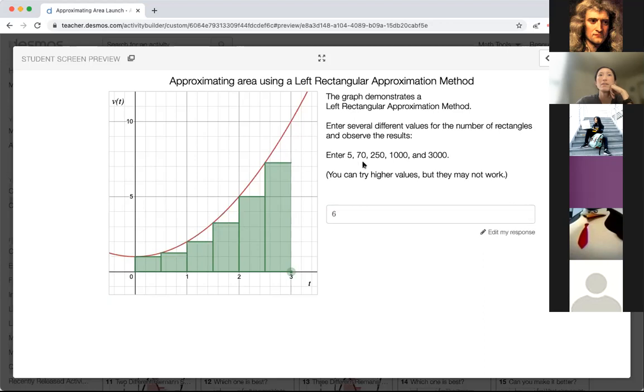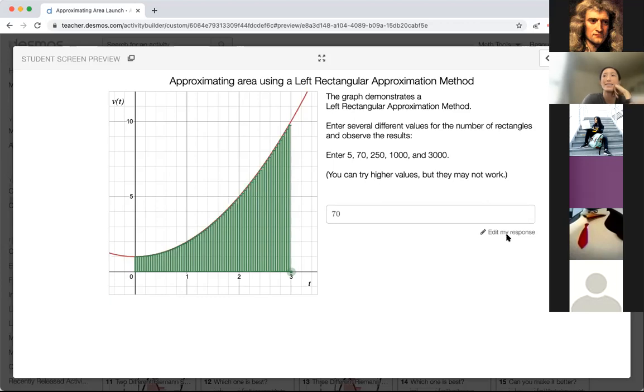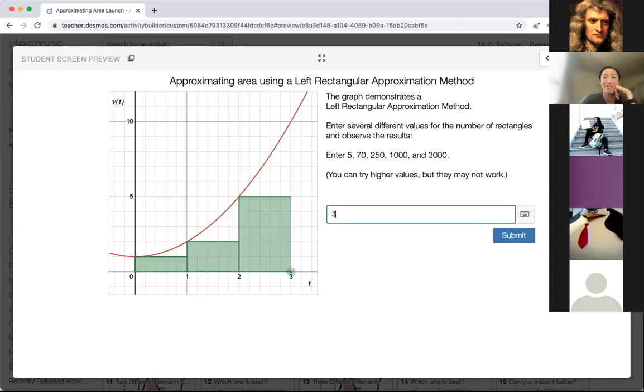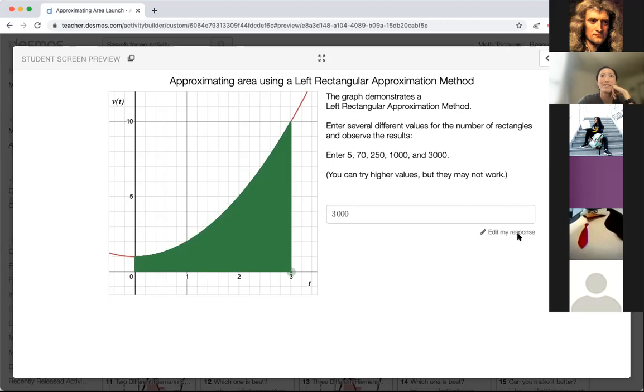Okay. Well, let me try another number. They've asked me to try 70. Let's see what that looks like. Whoa. That's a lot of rectangles. So we've tried 3, we've tried 6, we've tried 70. Which one of those do you think will give the best approximation? Okay, 70. And it says we could even do 3,000. I don't know, I haven't tried this one. Let's see, 3,000. What do we think? 3,000?